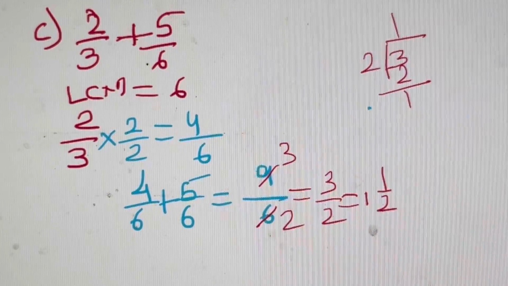Question number D. D is 2 upon 3 plus 2 upon 7.